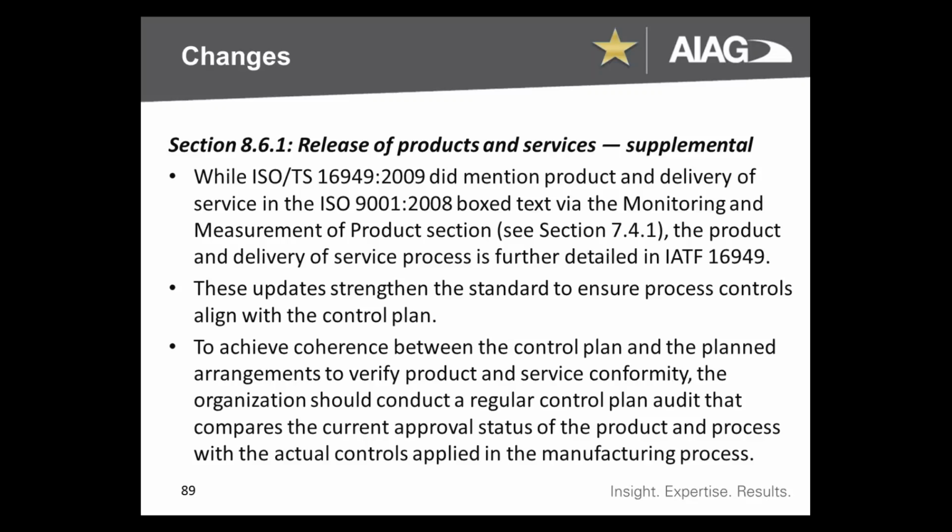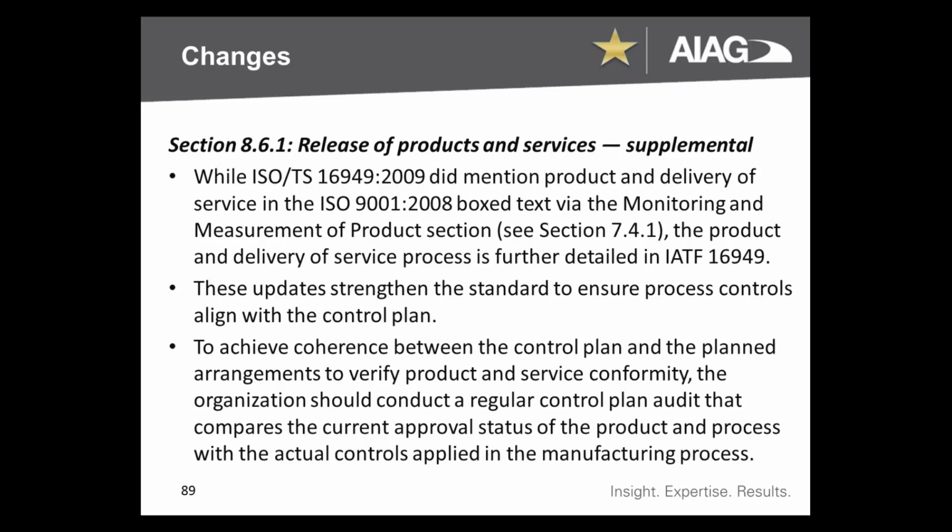One of the most common findings is that the organization is doing something and it doesn't match the control plan, most likely because the control plan isn't maintained as a living document. To achieve coherence between the control plan and the planned arrangements to verify conformity of the product or service, the organization should conduct a regular control plan audit that compares the current approval status of the product and process with the actual controls applied in the manufacturing process.